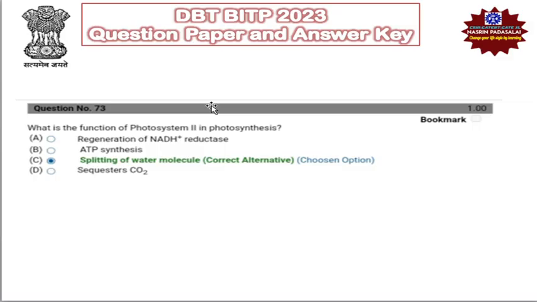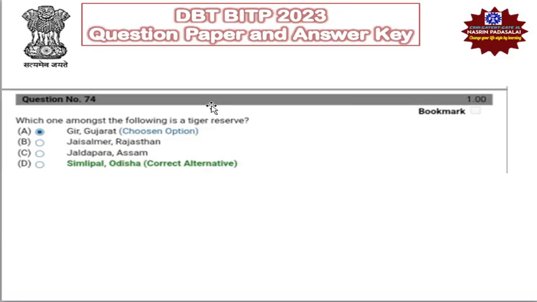Next question is, what is the function of photosystem 2 in photosynthesis? The main function of photosystem 2 is that it is involved in splitting water molecules. Next, which one of the following is a tiger reserve? If you take Gir, it is a national park where you can find lions, a huge population of lions in their natural habitat. But here the question is which is called a tiger reserve. The correct answer is Simlipal, which is located in Odisha. So that's the correct answer for this question.